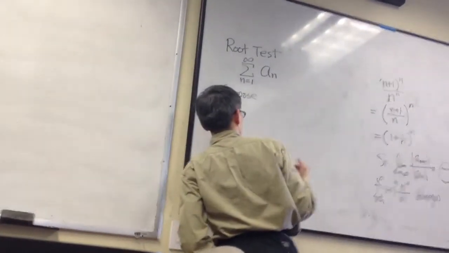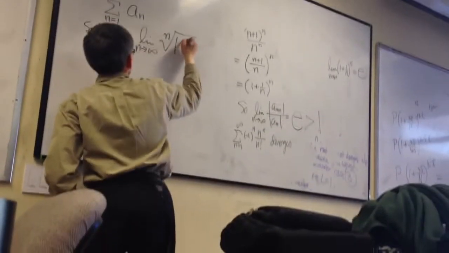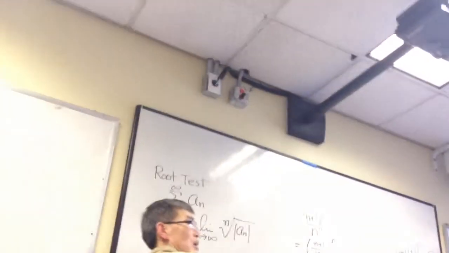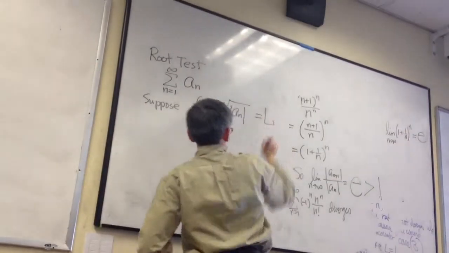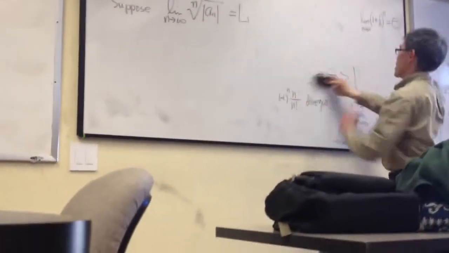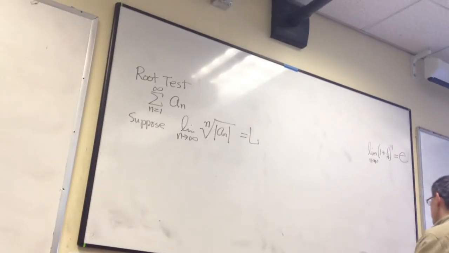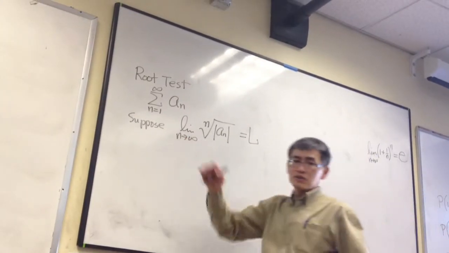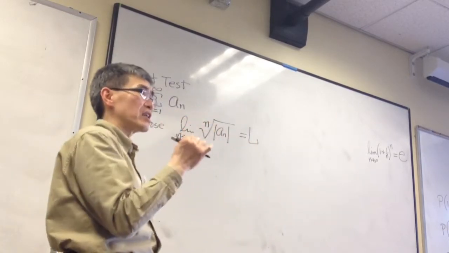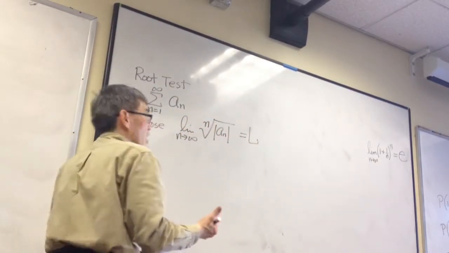Suppose this time I don't care about the ratio of one term to the previous term. Instead, suppose the limit as n goes to infinity of the nth root of the absolute value of the nth term converges to some number called L. Once again, L is not negative, because I impose the absolute value, so everything is positive here. So that limit L, according to this assumption, exists, and it can never be a negative number, right? So it's at least 0.